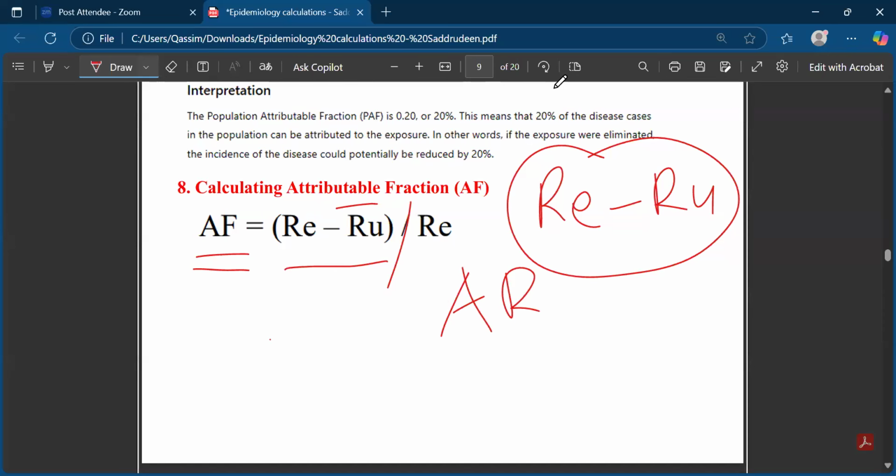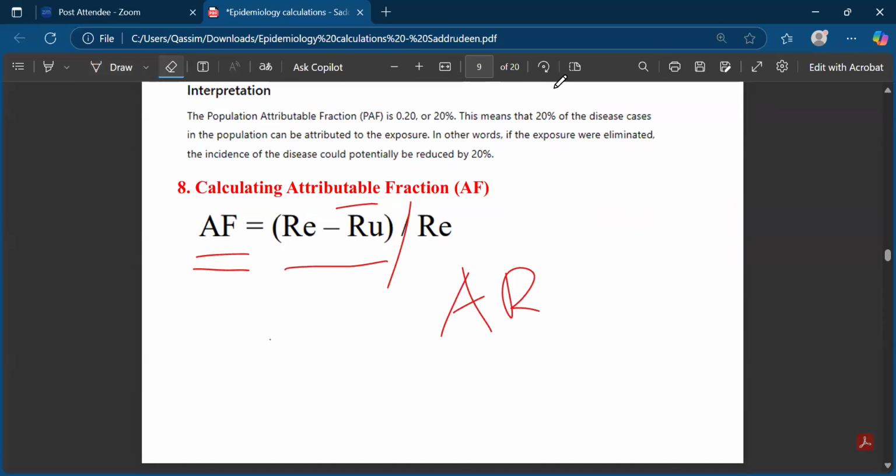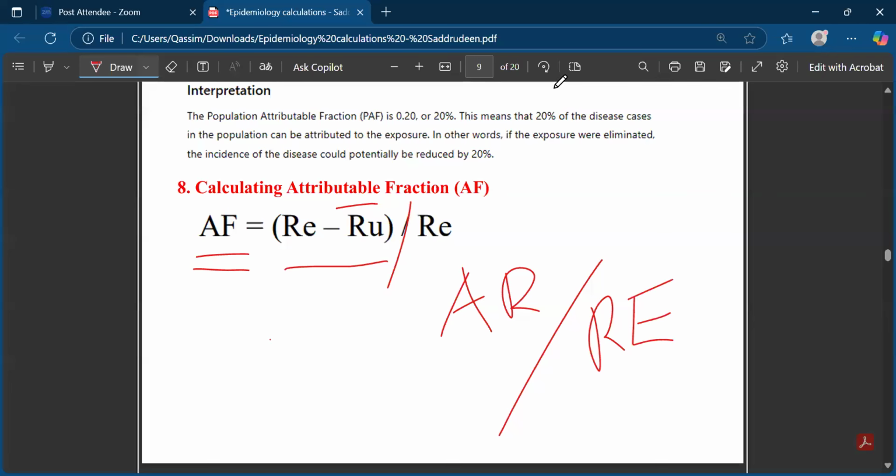In short, don't get confused by these formulas. Life is simple. So it's just the absolute risk over the risk in the exposed. That is basically the attributable fraction. But whenever they say population, just know you have to take the proportion of the exposed individuals, then you multiply by the relative risk minus 1, replicate the same thing in the denominator and just add 1, then you divide them. Whenever you're told to do the attributable fraction, it's a little bit simpler. You just take the absolute risk, also known as the risk difference, then divide by the risk in the exposed.